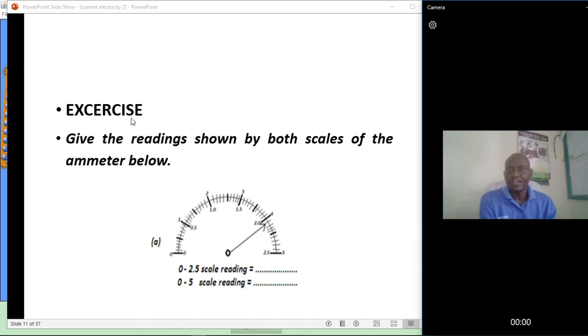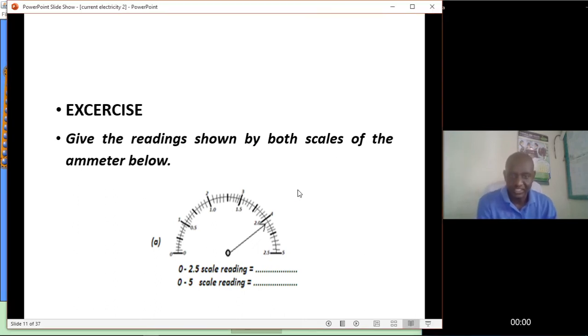Now we have an exercise for us to go through. Give the reading shown for both scales. I don't know whether it is very clear to you. It is pointing here. The outer scale is 5, the inner scale is 2.5. We said the accuracy for the inner scale is 0.05, because a single division is 0.05. So for the inner scale, this will read 2.0, and one division is 0.05, so 2.05.